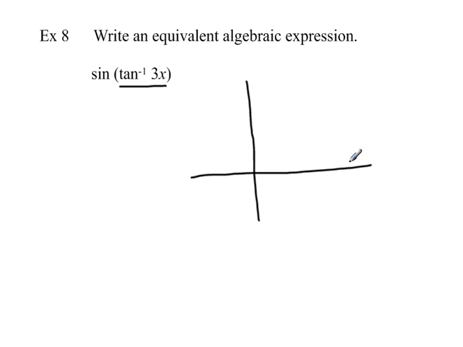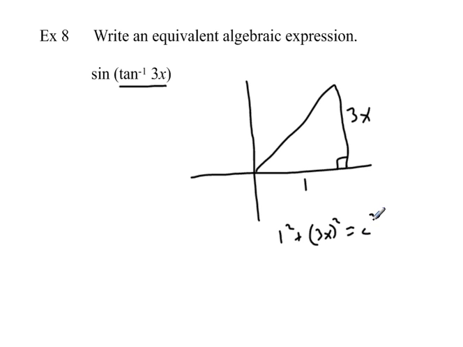Okay, so I'm going to put a set of axes. I'm going to make a right triangle here. And we know tangent is opposite over adjacent. So I've just drawn the angle whose tangent is 3x. Now, just like the previous two problems, we have to come up with this missing side using the Pythagorean theorem. Well, Pythagorean theorem tells me that a squared plus b squared equals c squared, which tells me that 1 squared plus 3x squared equals c squared, which I can simplify as 1 plus 9x squared equals c squared.